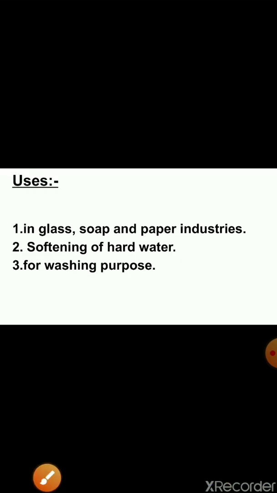The uses of washing soda are: washing soda is used in glass, soap and paper industries. It is used for softening of hard water, and it is also used for washing purposes.